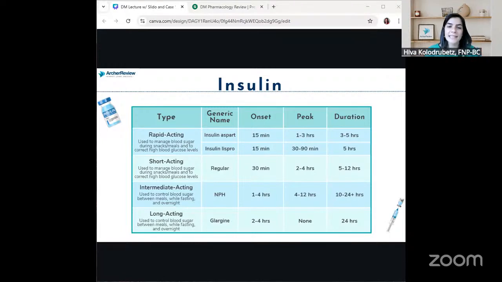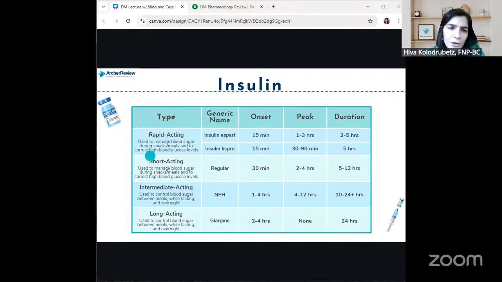So with insulin, you will be expected to know this, right, as a primary care clinician, because this is within our wheelhouse. And so the best way to study insulin, Archer has created this beautiful graphic. I really want to credit them for this wonderful graphic that really helps break it down into type. You have your generic names, you have your onset, your peak, your duration. It's a really nice tool or study graphic to have when you're going through these different practice questions.